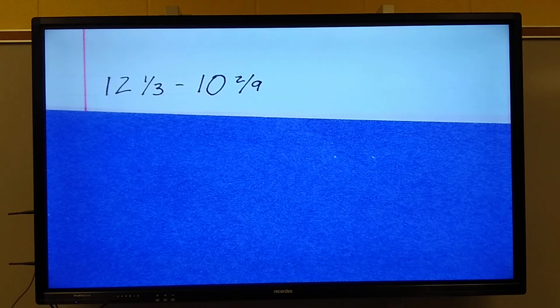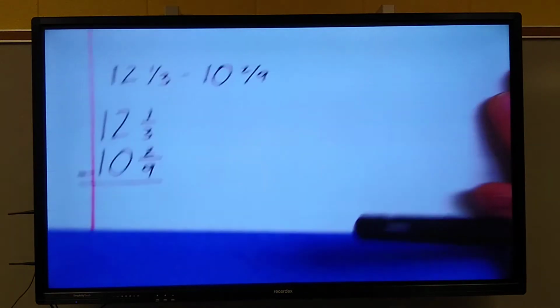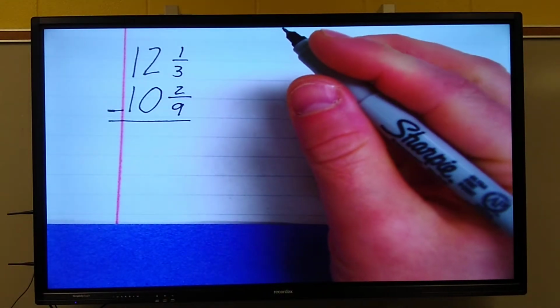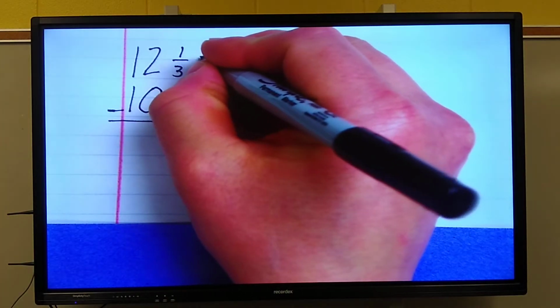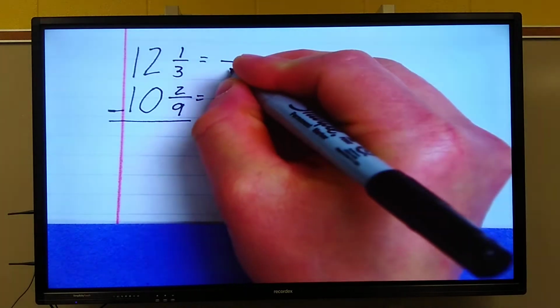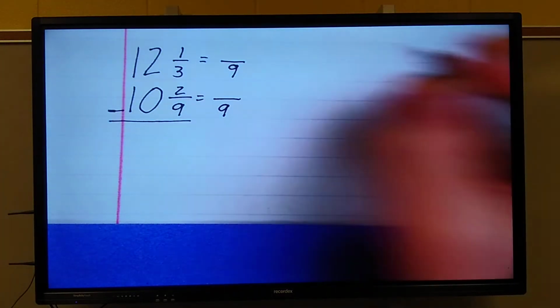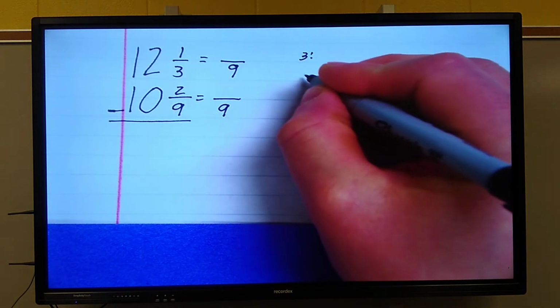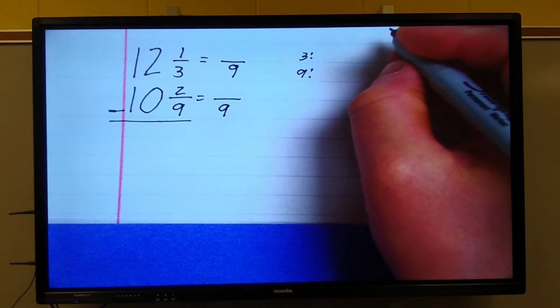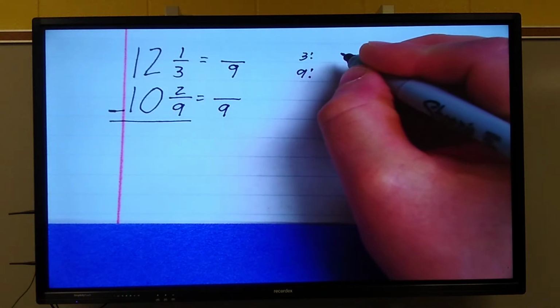All right, let's see how bad you did. First of all, as you know, you should have found the least common denominator. The least common denominator should have been 9. Remember, to find the least common denominator, you multiply until you find one that's the same. That's called finding the multiples.